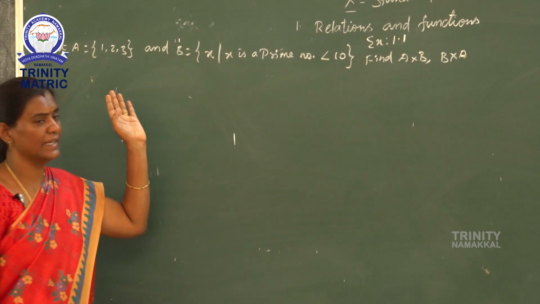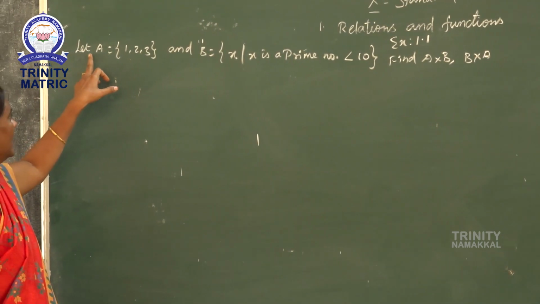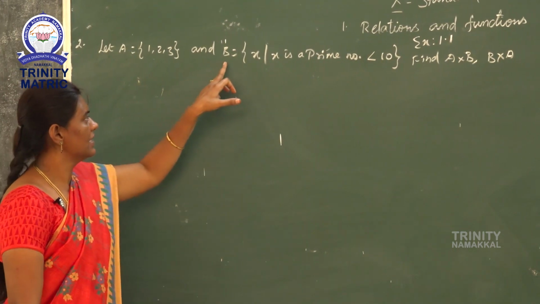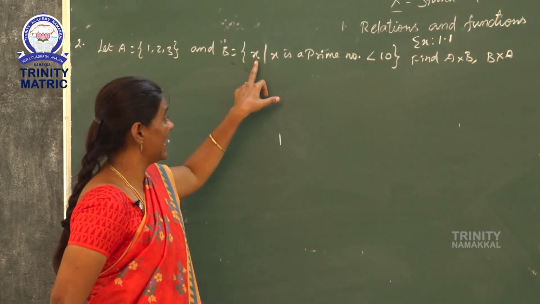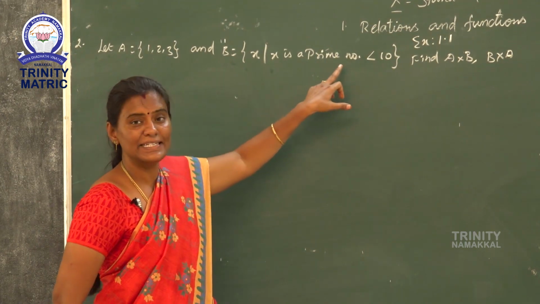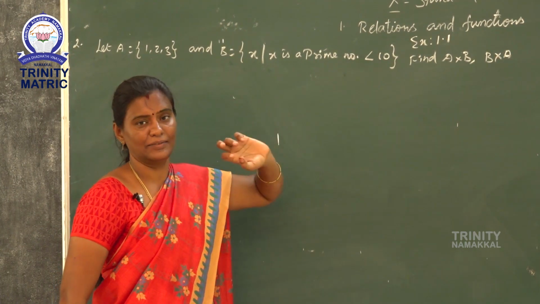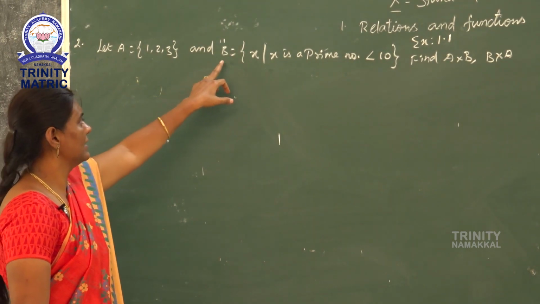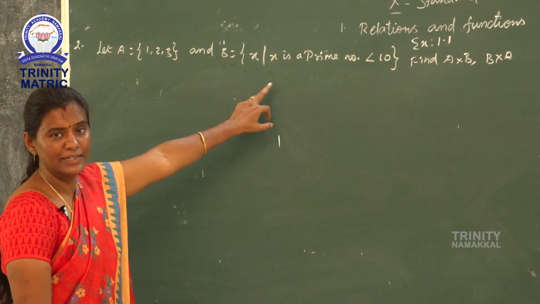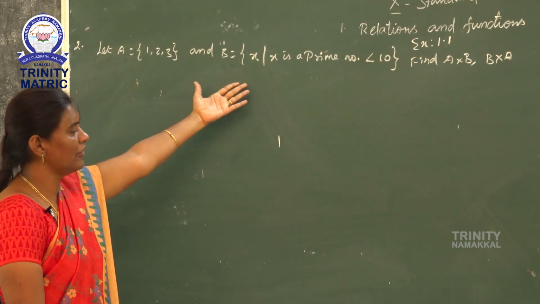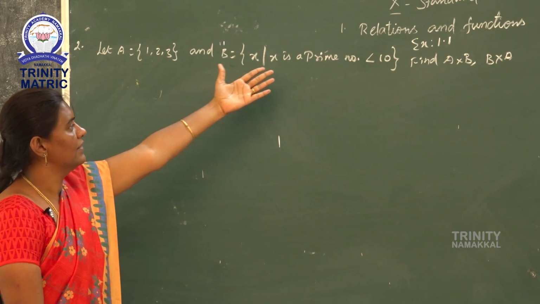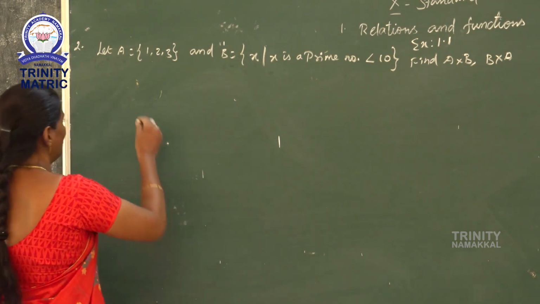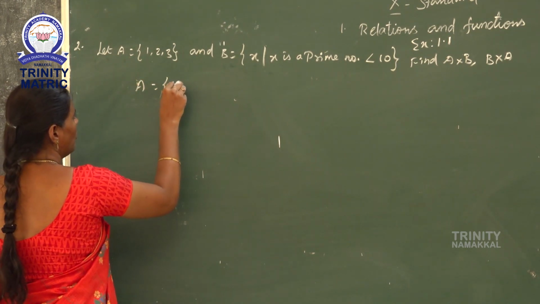Yes, the next sum is: let A is equal to {1, 2, 3}. The set A is given, and the set B is equal to {x such that x is a prime number less than 10}. Here the set A is given directly, but the set B is given in set builder form. Here we have to find the elements of B. Then we have to find A cross B and B cross A. See here, what is given? The set A is equal to {1, 2, 3}.